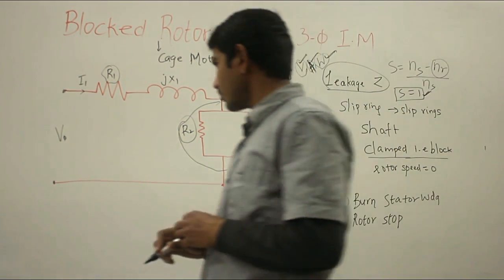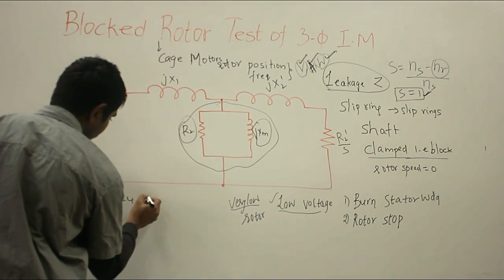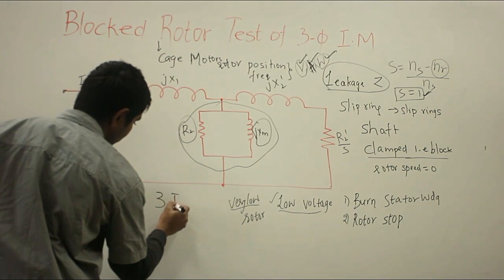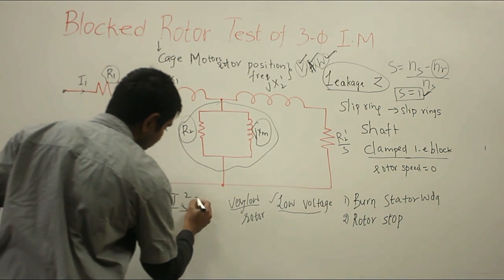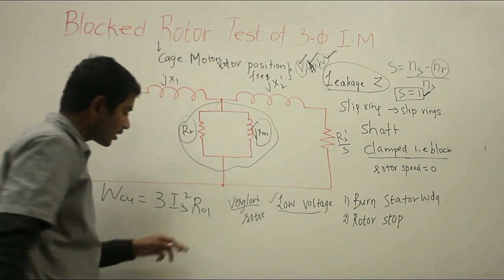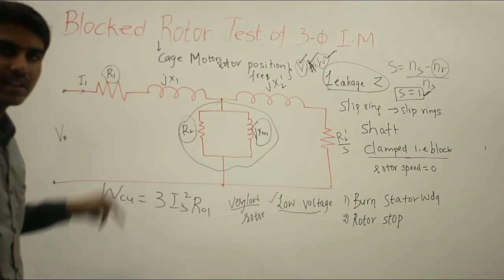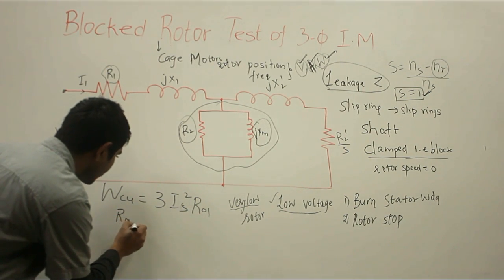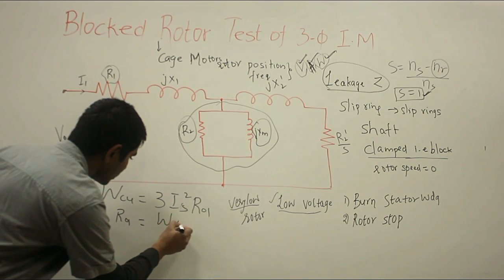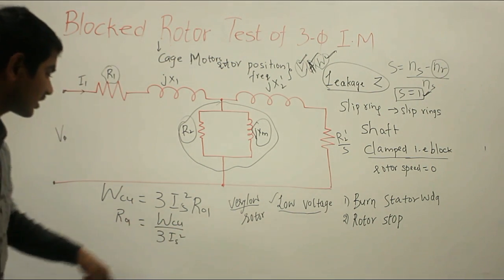So if I denote the copper losses, WCU will be given by 3 Is square into R01. Here R01 is the motor resistance per phase referred to the main stator winding. Therefore I can have R01 equal to WCU by 3 Is square, where Is is the short circuit current.